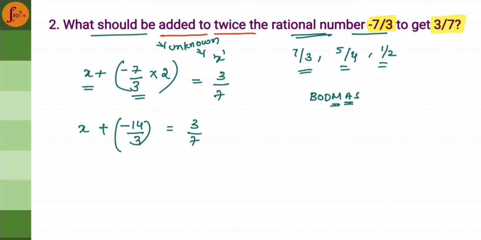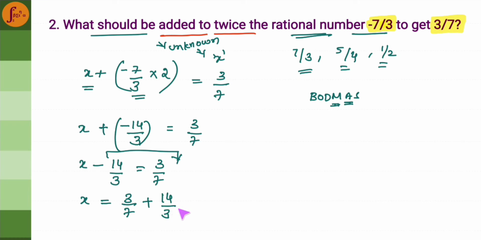Let's copy this like this. Now we can add. So plus and minus is minus. So it's going to be x minus 14 by 3 is equal to 3 by 7. Now we can shift this here, right? We just want x. So when you shift it, copy this 3 by 7 as is. Now do the shifting. You have minus 14 by 3, so it will become plus 14 by 3.